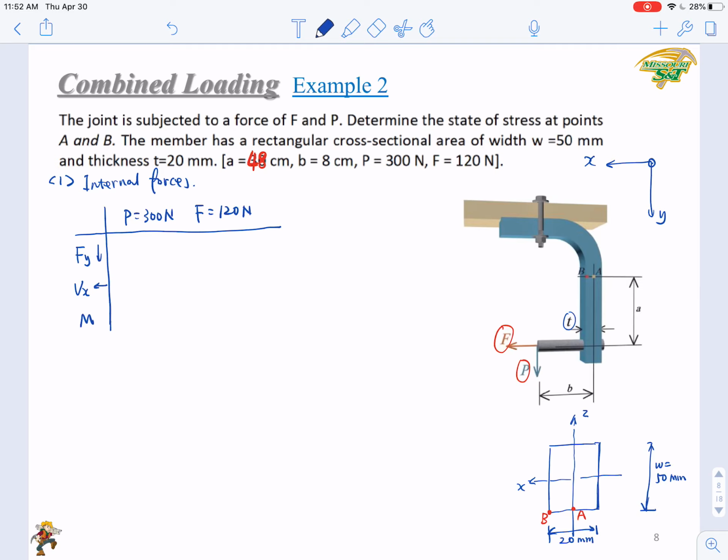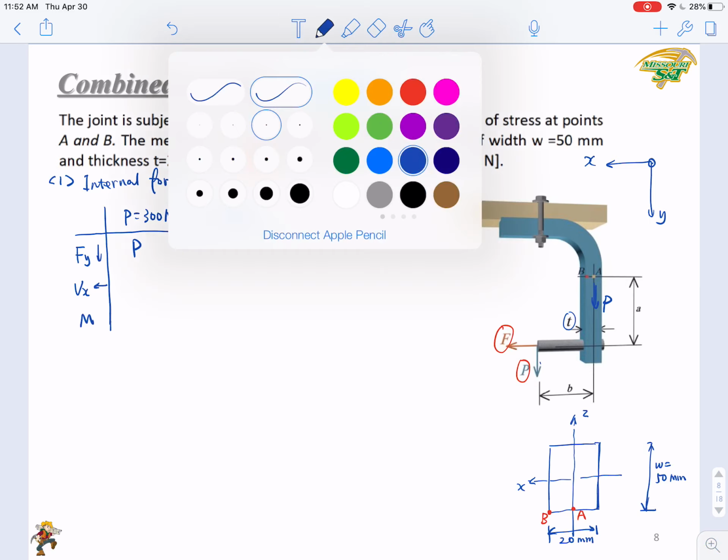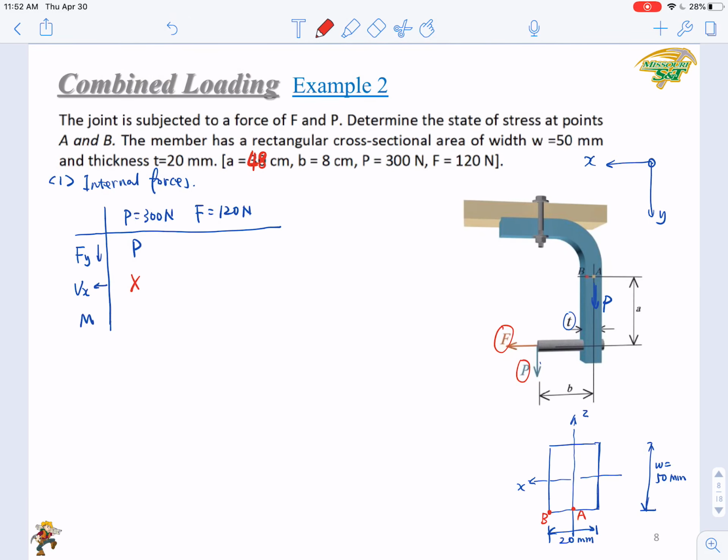P is here. You can directly move it to the centroid. This is parallel to the y-axis, so this P will generate a normal force P. Will the P generate any shear force at the cross section? No, right? No shear force. Will it generate a bending moment? Of course, right? It has a distance to the y-axis, B. This is the arm. So the bending moment here will be PB.